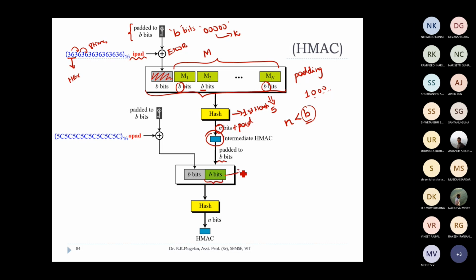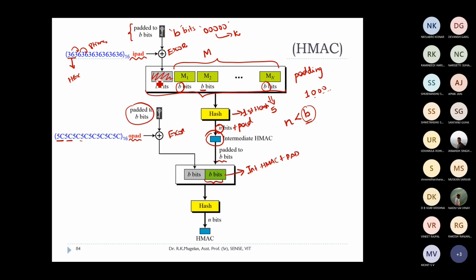This is nothing but your intermediate HMAC plus padded bits, which will be B number of bits. Again, I'm using the same number of zeros. I'm taking the same thing, but this time I'm going to XOR with the output pad. So I'll be getting a different value of B bits, and here the 5C is repeated 8 times again.